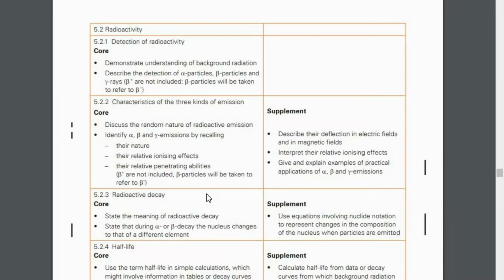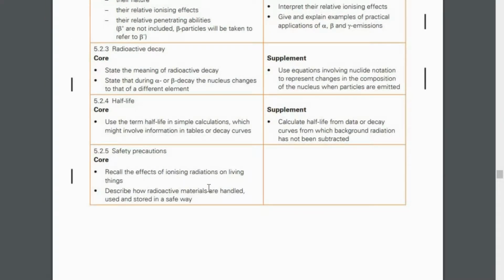Anyway, so yeah, alpha is stopped by a thin sheet of paper or 4 to 10 centimeters of air. Beta is stopped by several meters of air or a few millimeters of aluminium or any metal. Gamma is decreased by a few inches of lead or a few meters of concrete. Most ionizing is alpha, least ionizing is gamma. You need to know these comparisons, right? Then we also talked about how they deflect in electric and magnetic fields.